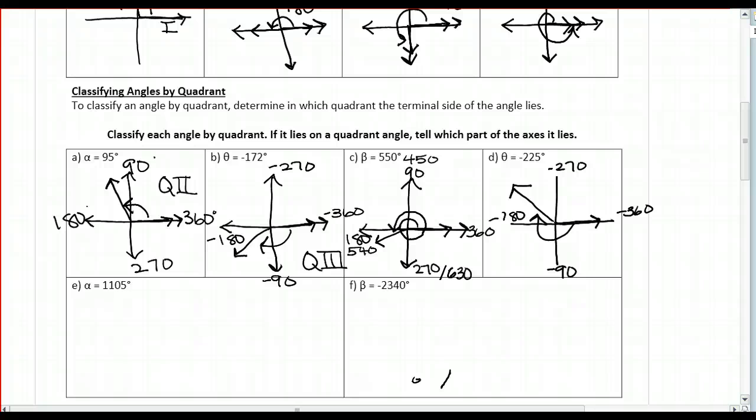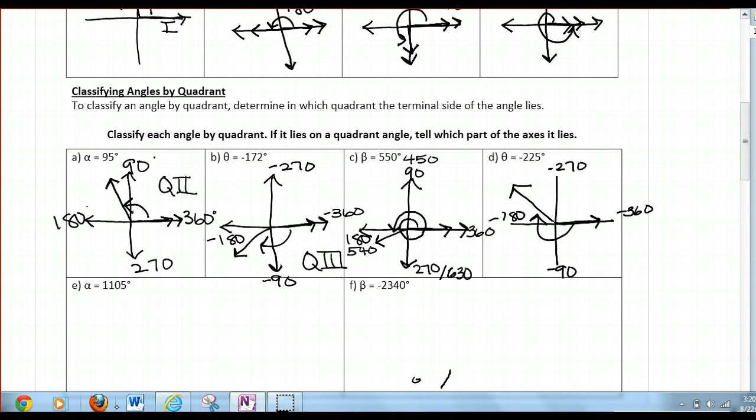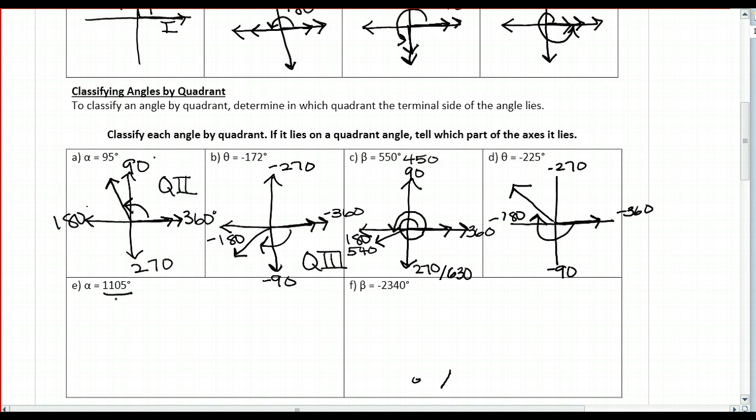Alright, E and F, the final two. 1,105 degrees. How do you suppose I'm going to find where that one is? It's actually very similar to C. There is a shortcut. I know that 360 degrees makes one circle. Well, I wonder how many times 1105 goes around. So I'm going to take 1105 and divide it by 360. When I divide it by 360, what do you get?